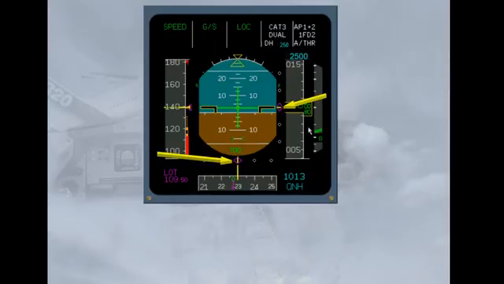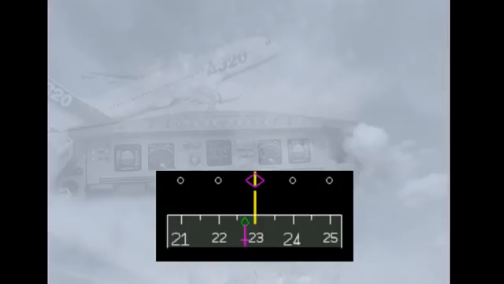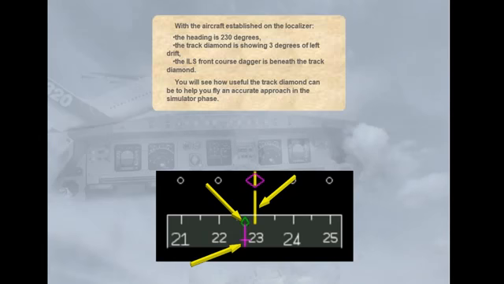Let's look at the indications on the compass scale in detail. With the aircraft established on the localizer, the heading is 230 degrees. The track diamond is showing 3 degrees of left drift. The ILS front course dagger is beneath the track diamond. You will see how useful the track diamond can be to help you fly an accurate approach in the simulator phase.